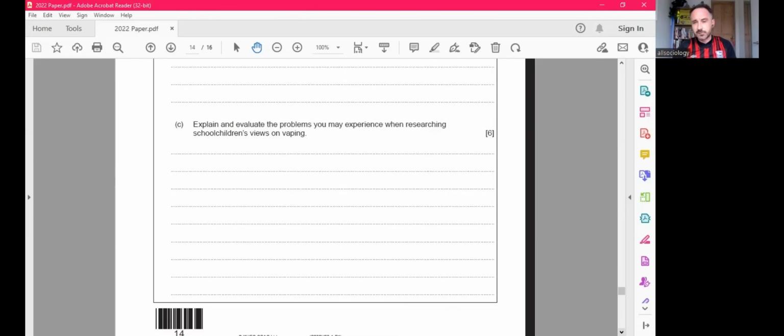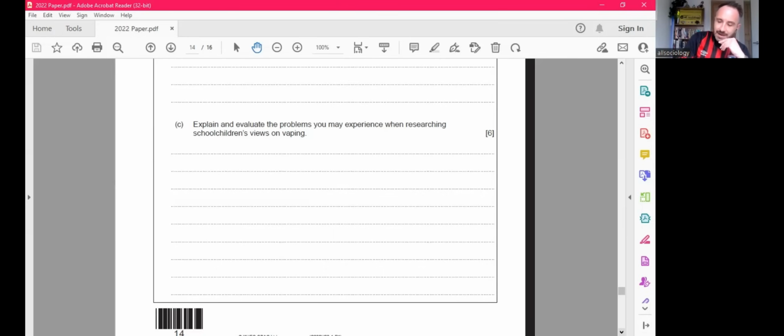Our ethical reasons, we're thinking here, we're speaking to school children, we're going to need to get informed consent from their parents. Maybe their parents might not want them to take part in this research, particularly if they're very young. They might be impressionable. We don't want to put ideas into kids' heads, for instance. So there's a danger there, even a danger of harm that we might convince or encourage kids to get involved in vaping.